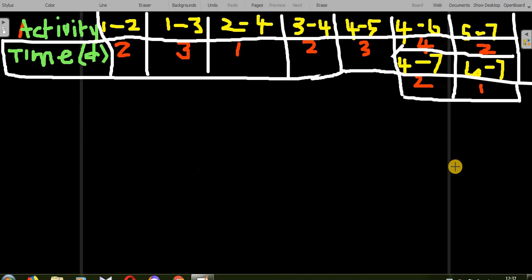Okay, welcome students. In today's class, we are going to draw a project network for the given data, and we are going to calculate the earliest time and latest time. Also, if possible, then we will find out the critical path also. Now let us draw the project picture.